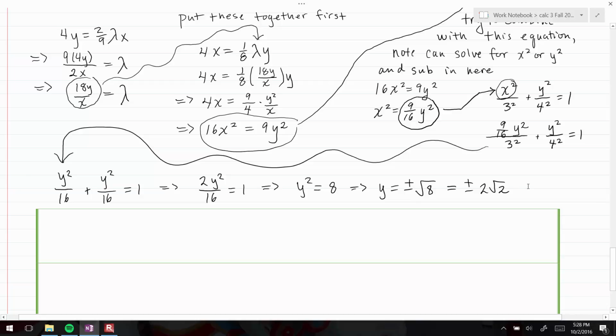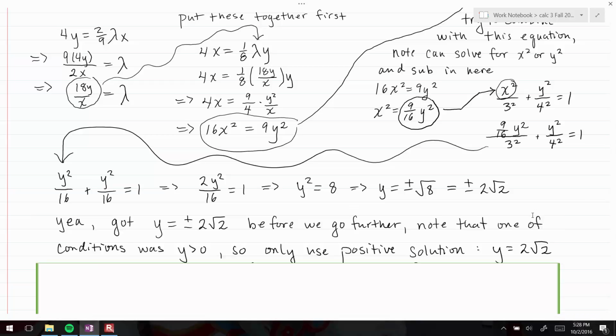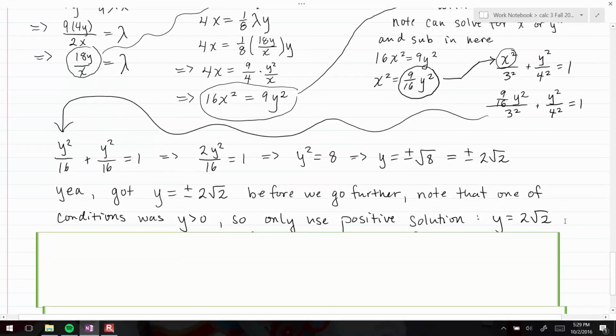Alright, so there was a little extra thing at the beginning that our x has to be positive and our y has to be positive. So we're actually going to throw out that negative answer and just stick with the y equals 2 times the square root of 2.